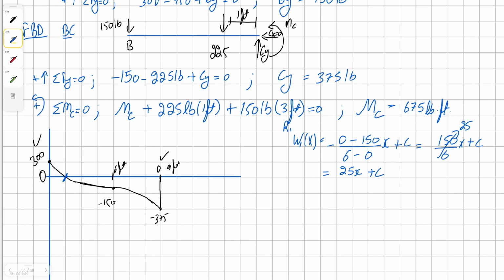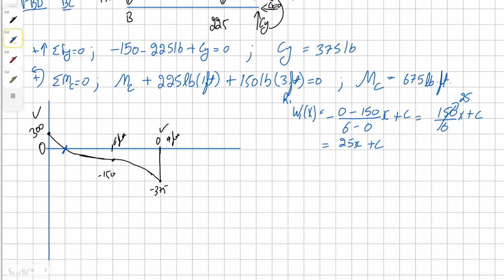And to find our constant, we know our load is negative 150 when x is 0. Therefore, this 25 times x is going to be 0, and that makes our C as negative 150. So overall, our load equation is going to be 25x plus the constant, which is negative 150.